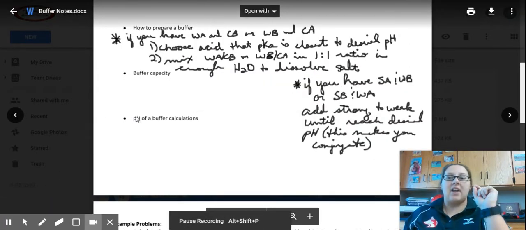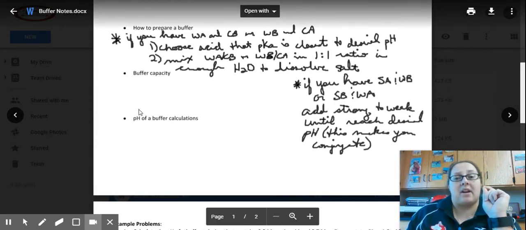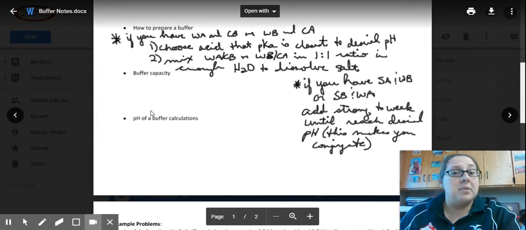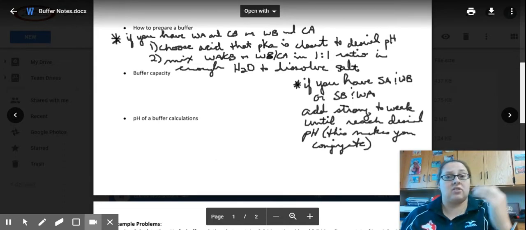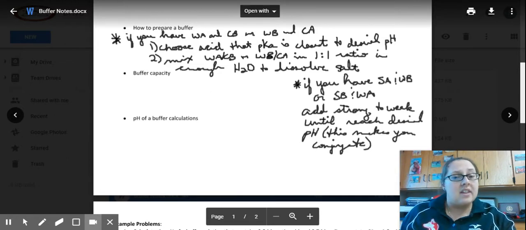All right, so now let's talk about how to prepare a buffer. You guys are going to be doing a lab where you're making your own buffer and then testing it and doing some calculations. So it's very important to pay close attention to this. They also like to ask this in free response type questions.